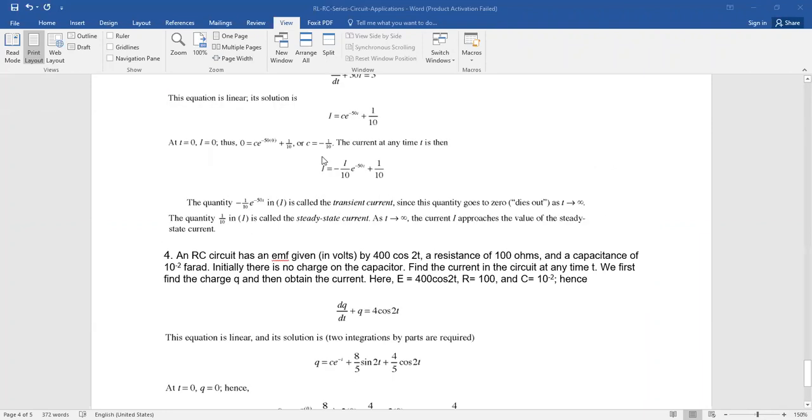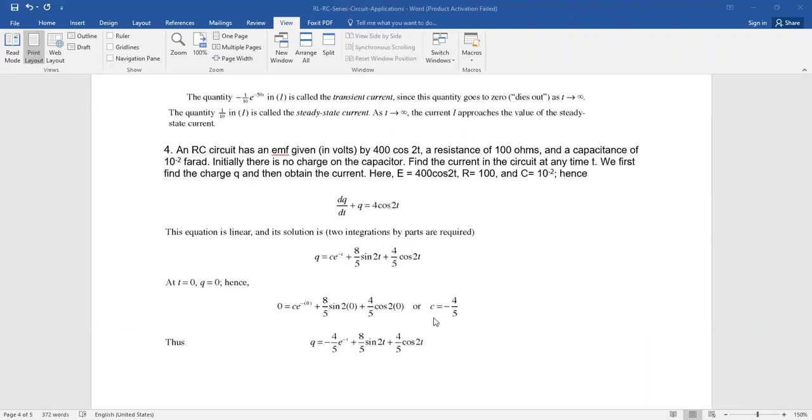Just like what we did in number 3, you equate Q equal to 0 at time equal to 0 in order to find the C. And this is your C now. So your C is equal to negative 4 over 5 from this particular equation. Knowing this, you go back here and substitute. This allows you to determine the charge in your capacitor at any particular time. So you just substitute time in seconds here.